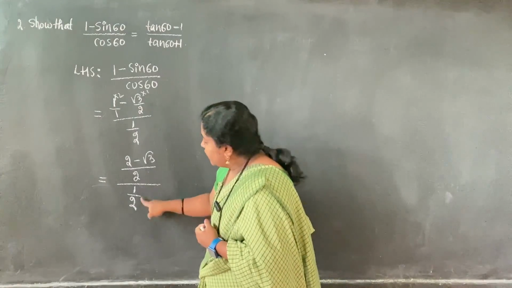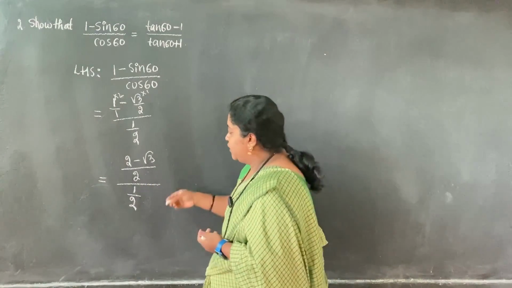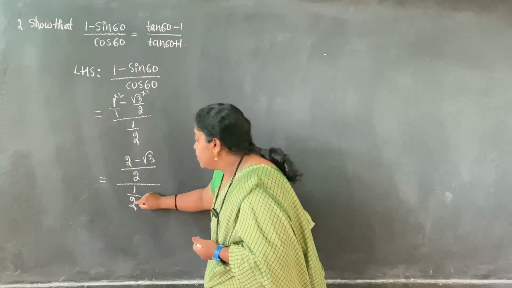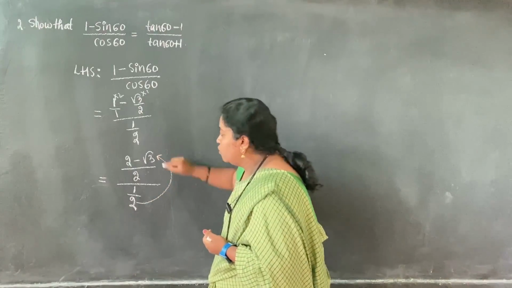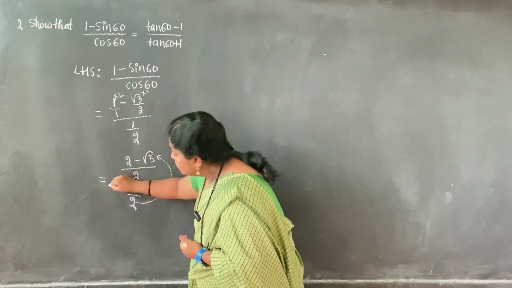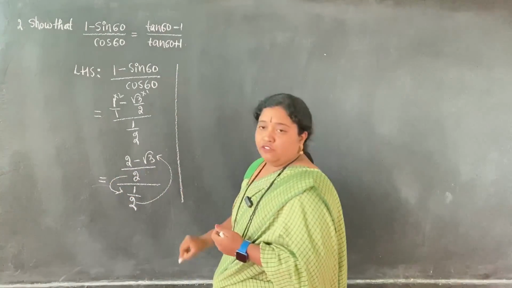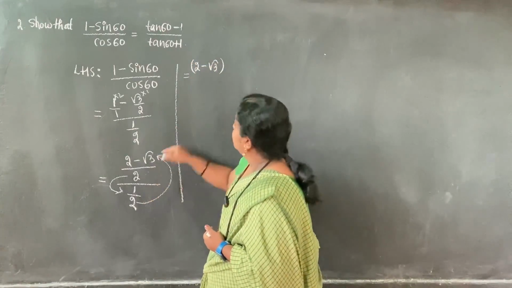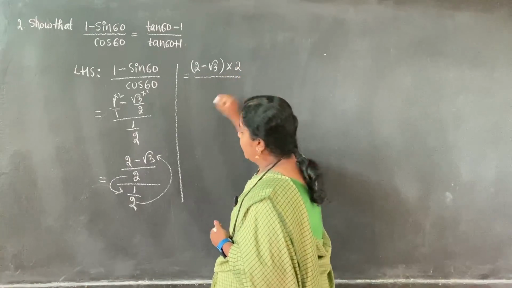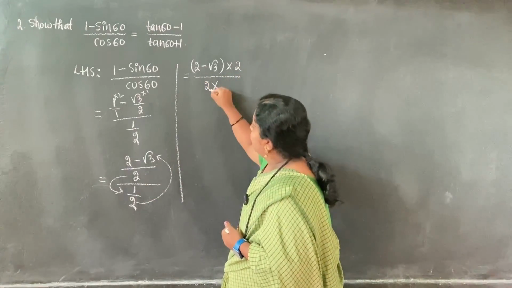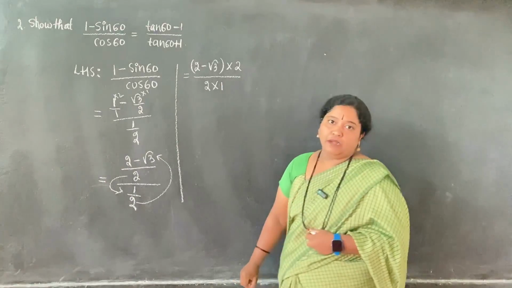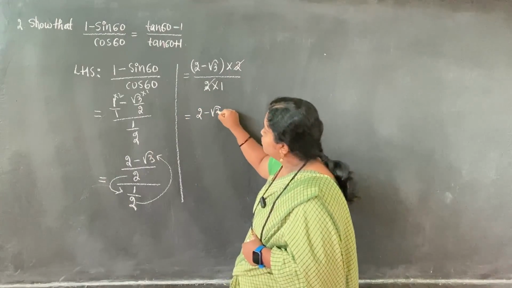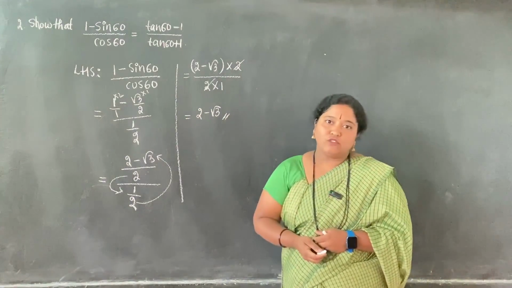Now we'll do the simplification. You know that if numerator and denominator both are fractions, the denominator will go to the numerator and the numerator's denominator will come to the denominator. So 2 minus root 3, this will go to the numerator into 2, whole divided by, this 2 will come to the denominator, as in the denominator I have 1. So this becomes 2 into 1. Here, 2 got cancelled. What I am left with, dear? 2 minus root 3. Means my LHS, I got it as 2 minus root 3.